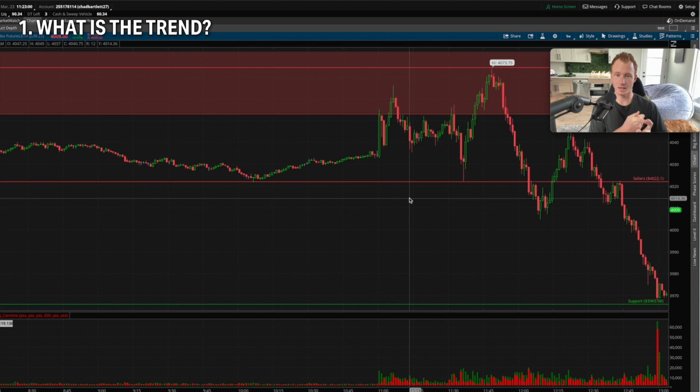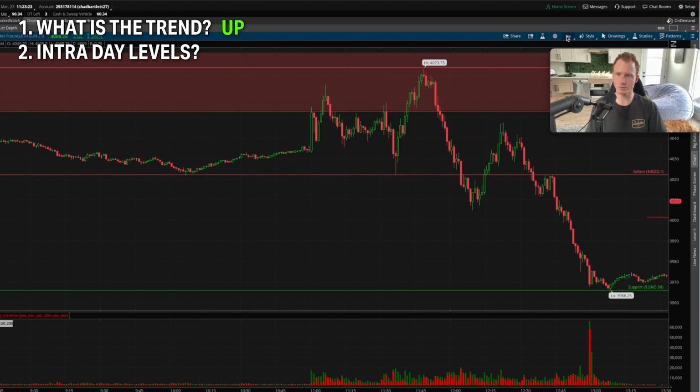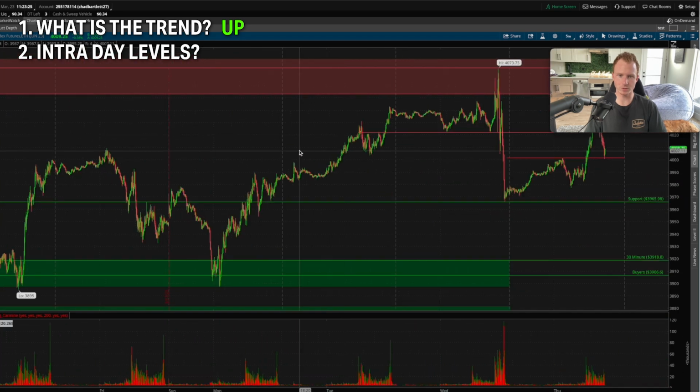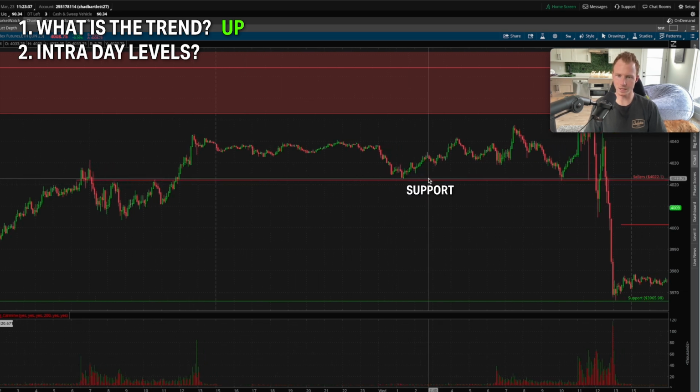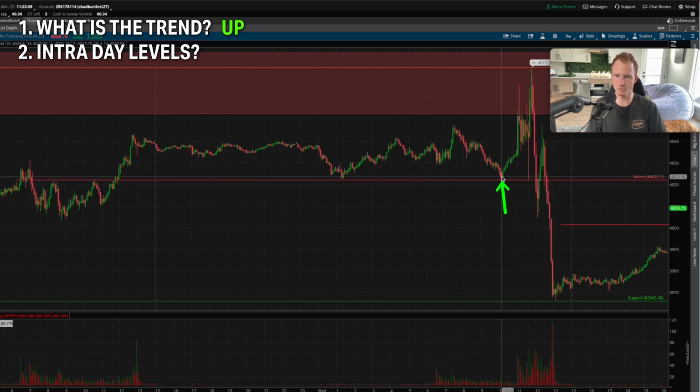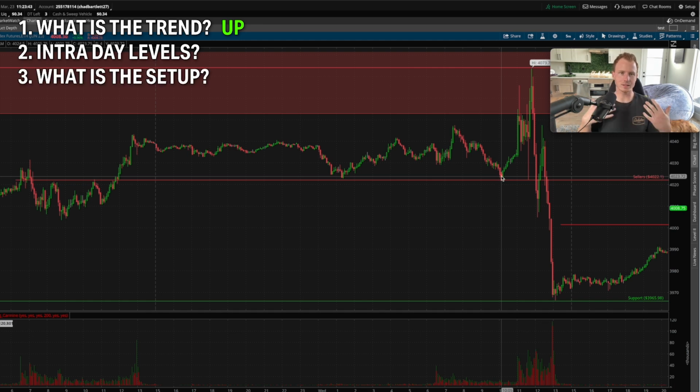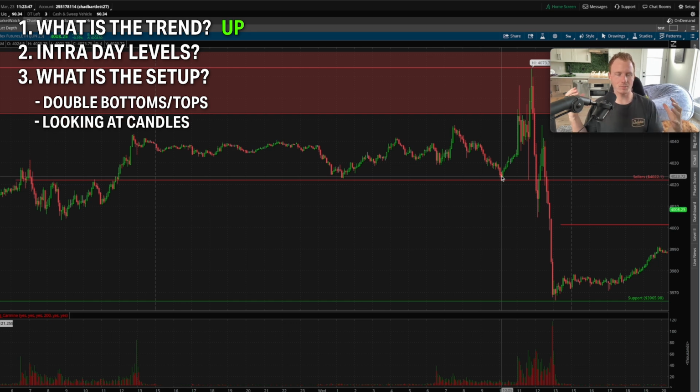What is the trend? In this case, the trend was up, so I was only looking to go long. The second thing is, what are those intraday levels? So if we go back to the 5-minute chart, as we can see, this is a clear resistance from the day prior. It turned into support in pre-market. That gave me a confirmation that this was the intraday level. And lastly, what is the setup that you like to take? For me, I like to take the double bottoms, the double tops, and then looking at candles and kind of combining all those factors to actually enter the trade.